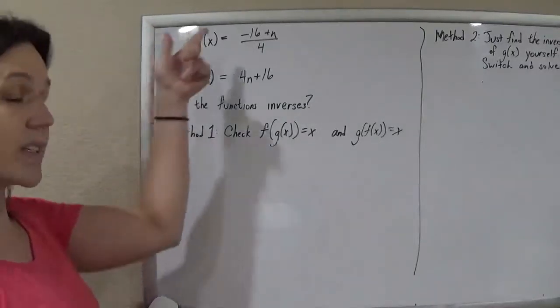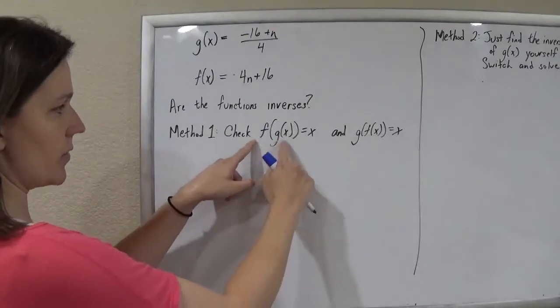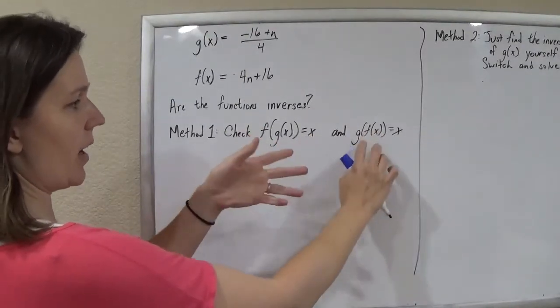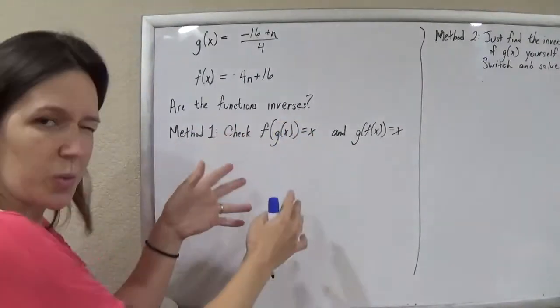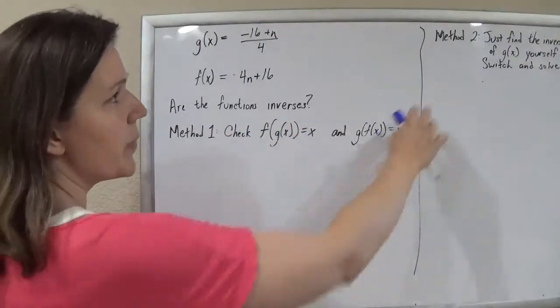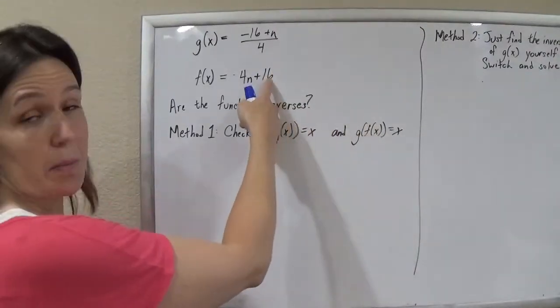So again, there's two ways to check if these guys are inverses. One, by your definition, f of g of x should equal x and g of f of x should equal x, those two compositions. And that's usually what they're looking for when they ask you to verify. But you could also do method 2, just find the inverse yourself and see if it matches.